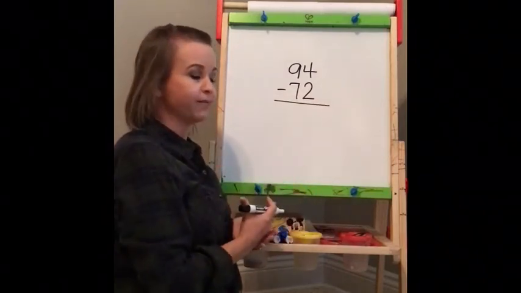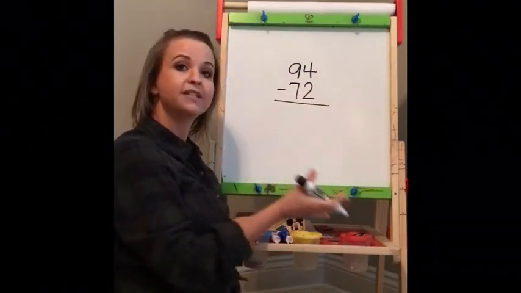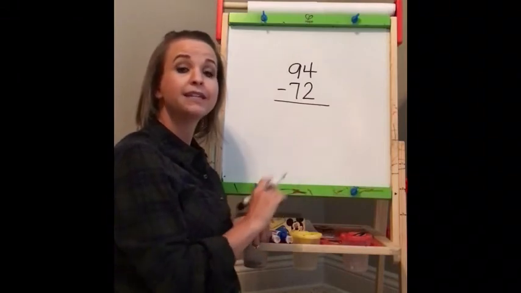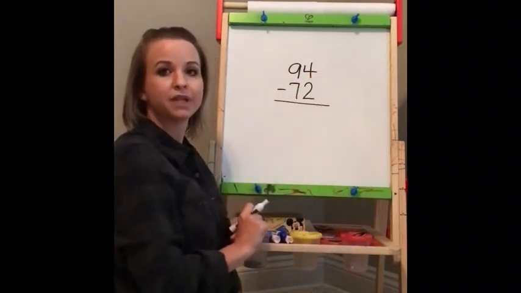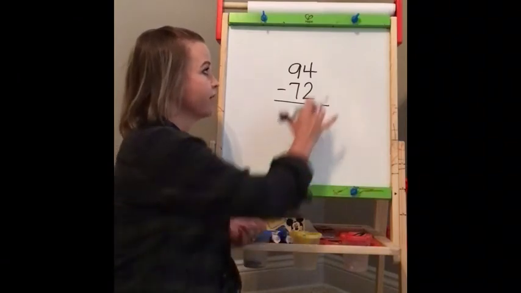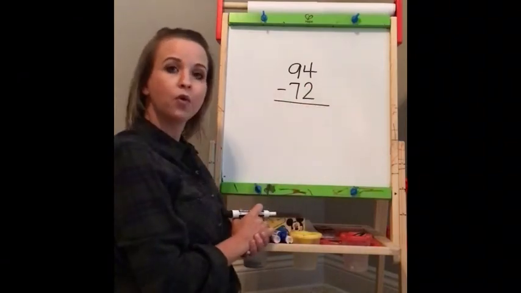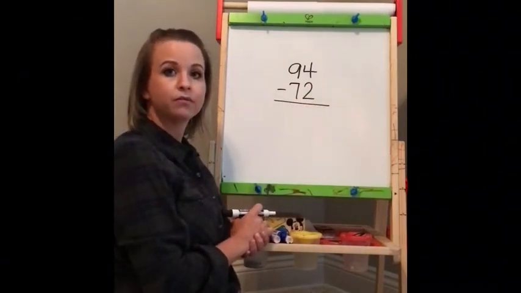We're not adding anymore, but does it matter what place value side I start on? It does. I still need to start in the ones place, okay? So I still need to start at 4 minus 2. What is 4 minus 2? 2.